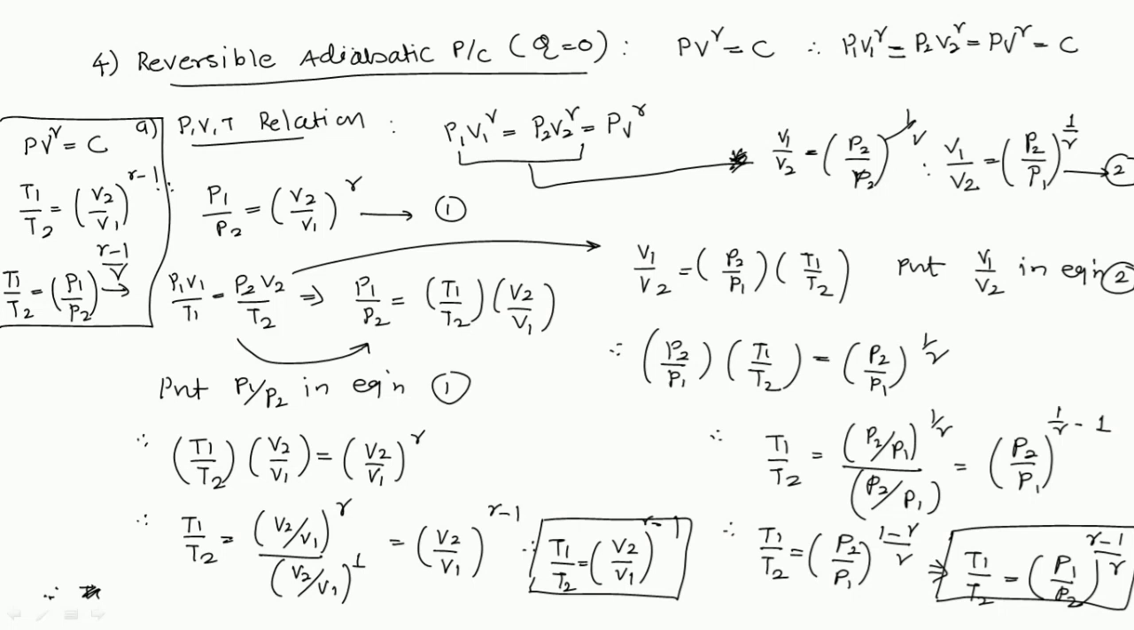So the PVT relation part is over. Now the second part is the work done relation.